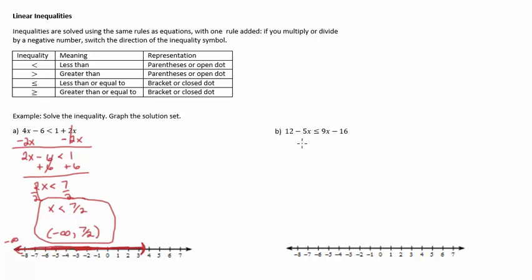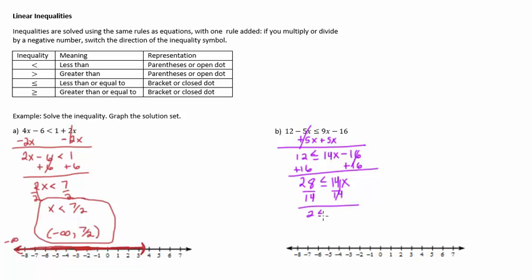Now, on this one, this is the situation where I said, to me, it's easier to move the x's over to the left. I'll show you what happens if we don't. I add 5x to both sides and get 12 is less than or equal to 14x minus 16. Then I add 16 to both sides and get 28 is less than or equal to 14x. Divide both sides by 14. And I get 2 is less than or equal to x.